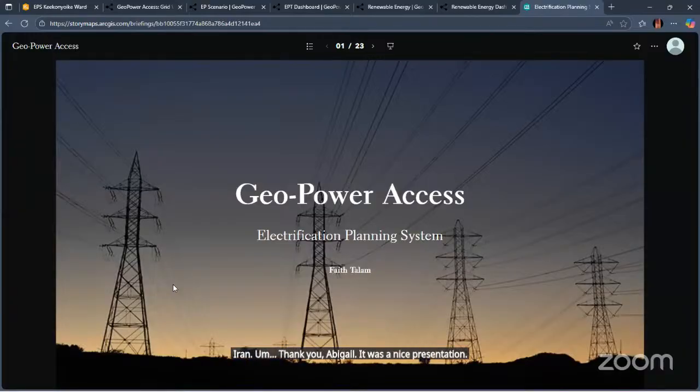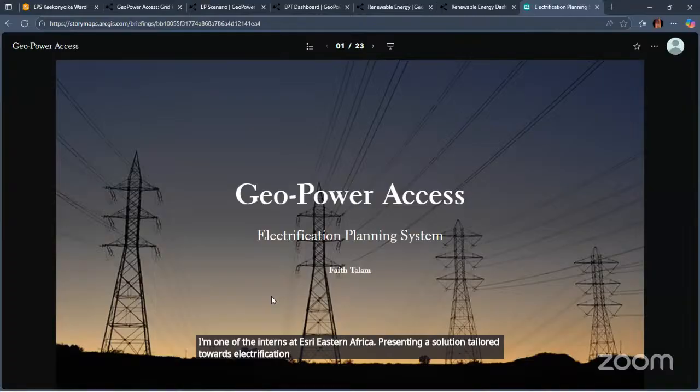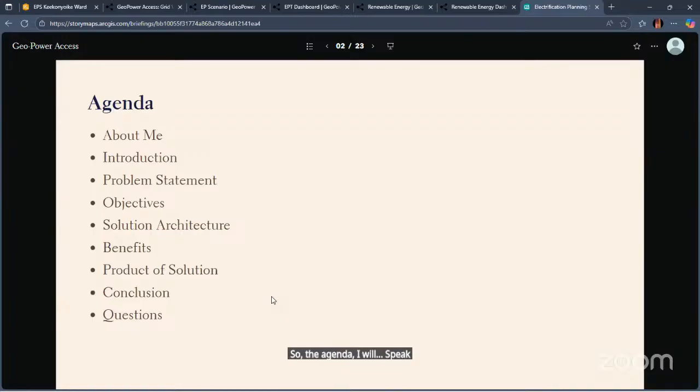I'm one of the interns at ESRI Eastern Africa, presenting a solution tailored towards electrification planning. So the agenda, I will speak about me a bit of the introduction, a background on the solution, and then detail the problem statement faced in the nation, the various objectives aimed to be achieved by the solution, detail on the solution architecture, give a few of the benefits, and show you the product, and conclude.